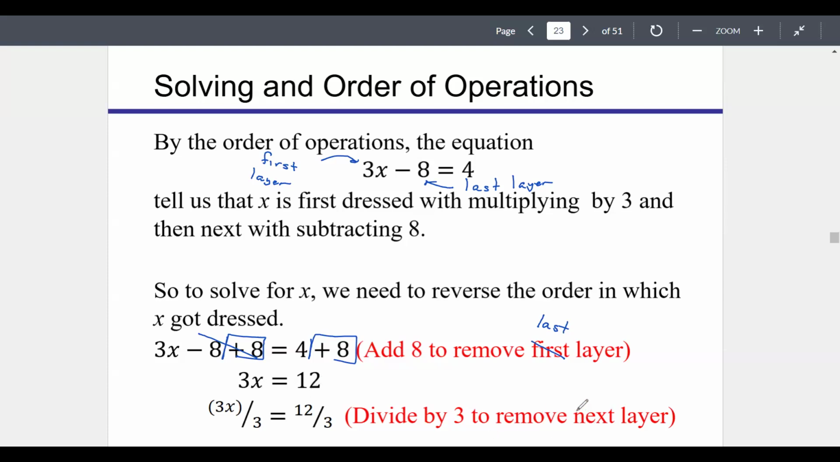Then we want to remove what was really that first layer that we put on, which was that 3. We had to multiply to get the 3 on. To counter that multiplication, we're going to divide by 3. But once again, we have to make sure we do it to both sides. So we divide both sides by 3. After we do that, we multiplied by 3 and divided by 3, so we're just left with x by itself. 12 divided by 3 is just 4. And now we have solved.